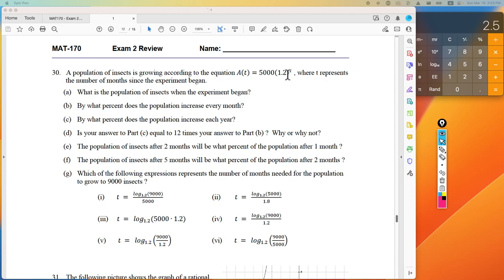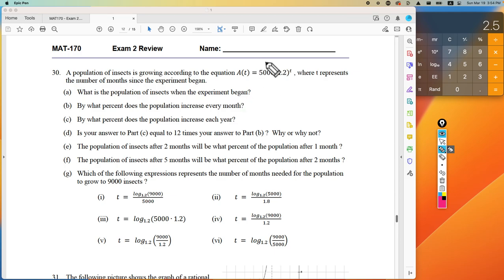30. We're given a function here that represents the growth of some insects. T is the number of months since the experiment began. So what is the population of insects when the experiment began?